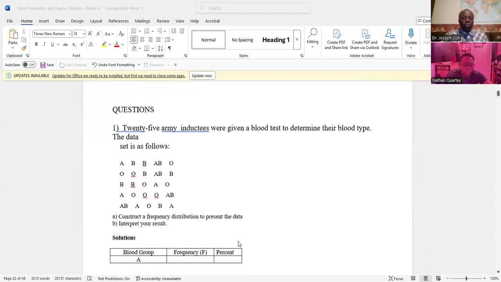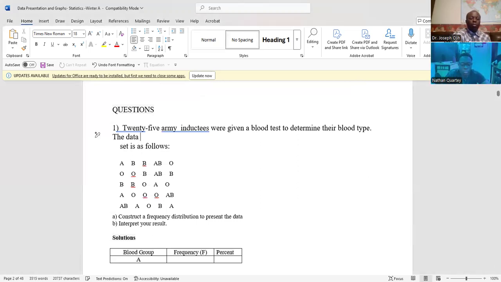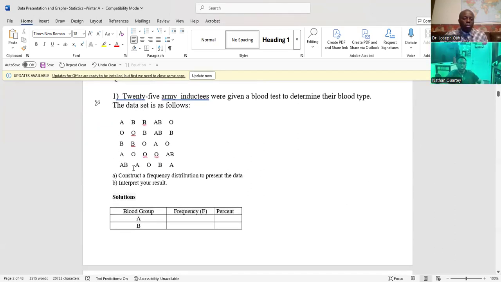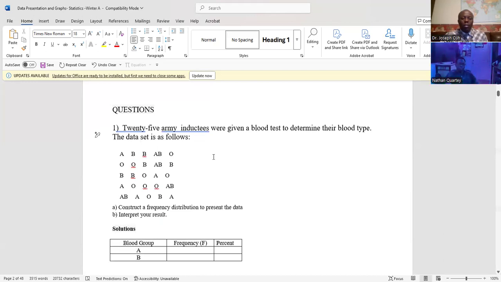Now look at this first question. Usually we use a simple sample when we teach it in the class, but in real life, we are dealing with a large amount of data. That is why after showing you this simple example, I'm still going to show you what to do when the data size is large. It says here 25 army inductees were given a blood test to determine their blood type, and the dataset is listed as follows here.